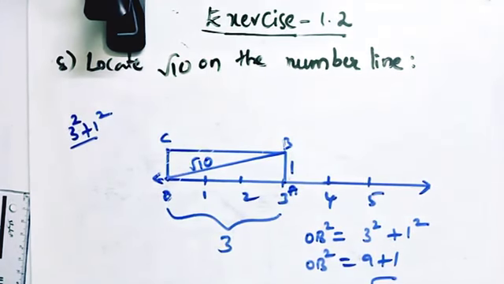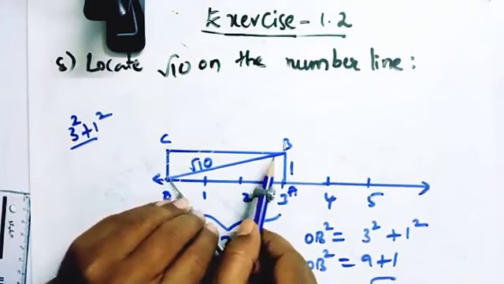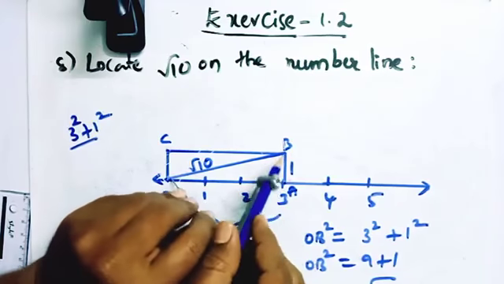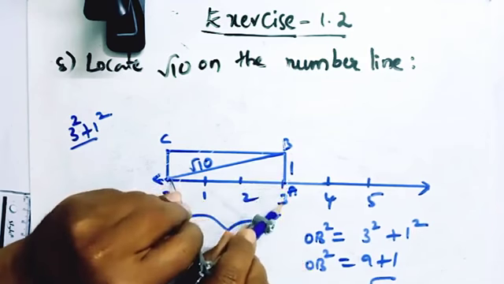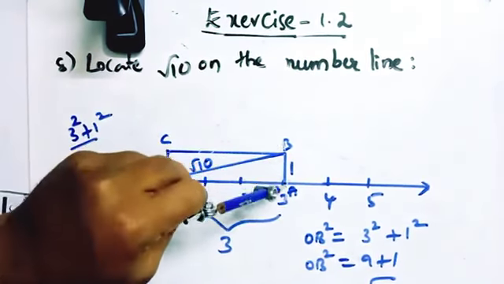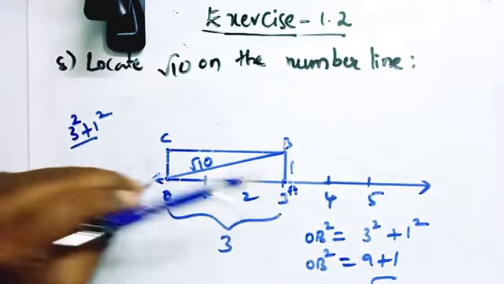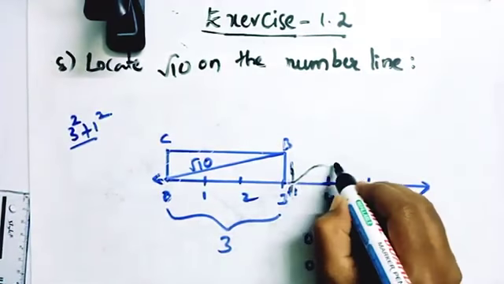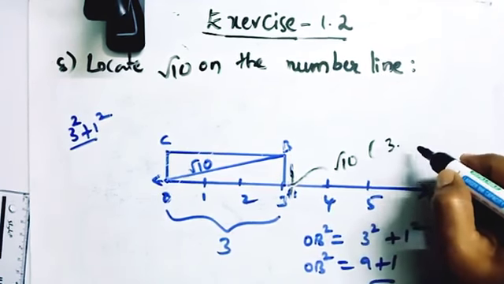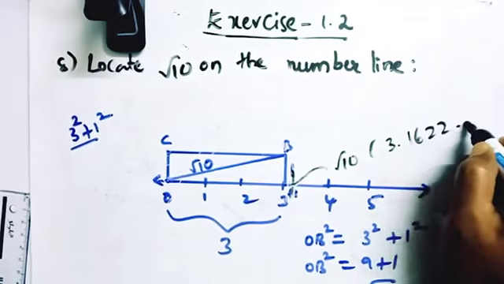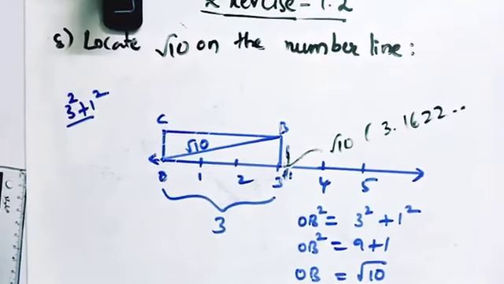Now take the compass with center O. Radius you should take the OB length. So with the center O, draw an arc. You will get the arc somewhere after 3. That is root 10. So root 10 approximately you will get the value 3.1622 something. So like this we are locating the irrational numbers on the number line.